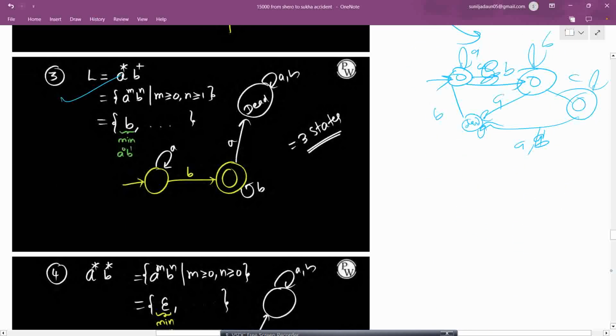A asterisk B plus, yes, a string is here, minimum string is B. So just first satisfy the minimum string. 3 states are required, right.